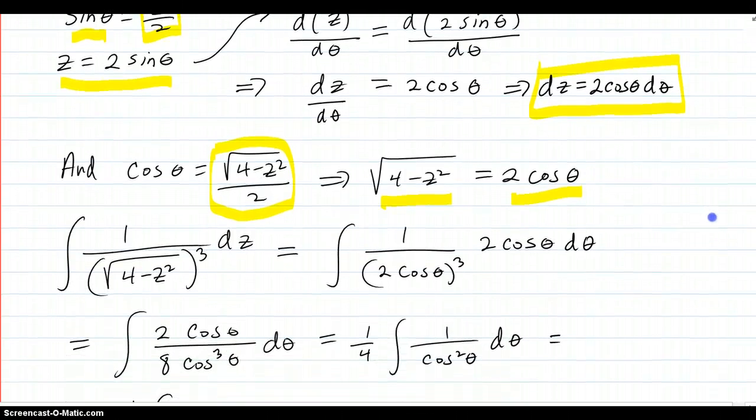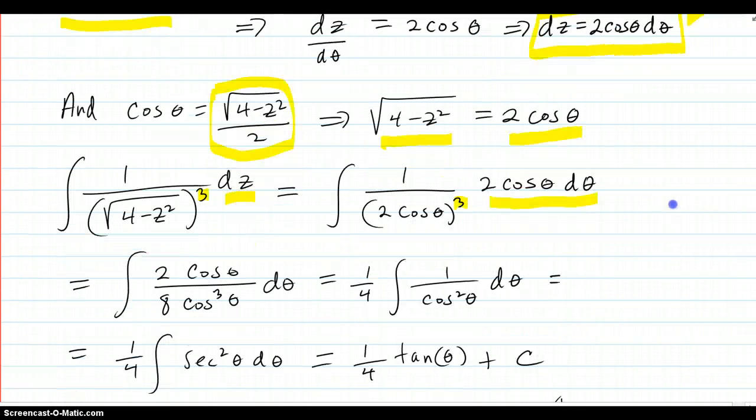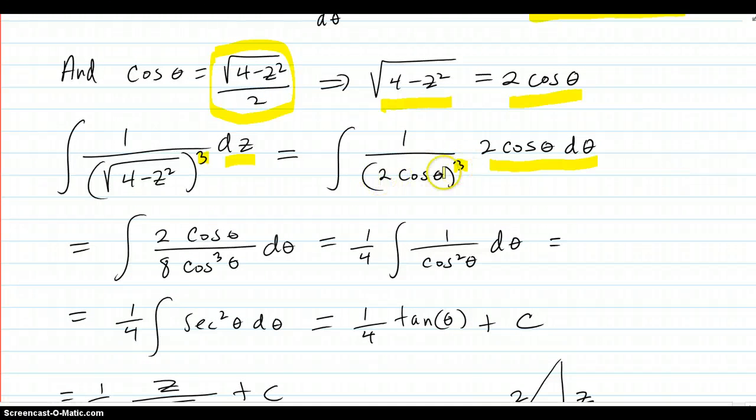So now we're ready to sub everything over. Our original integral here is 1 over 2 cosine theta. That's from here, and that's being cubed. There's your cube and your cube. The dz is the 2 cosine theta d theta. That was from up here. Okay, so now we just have, 2 cubed is 8. So be careful about that. And it's 2 cosine theta over 8 cosine cubed theta, which is 1/4 on the outside, 1 over cosine squared theta.